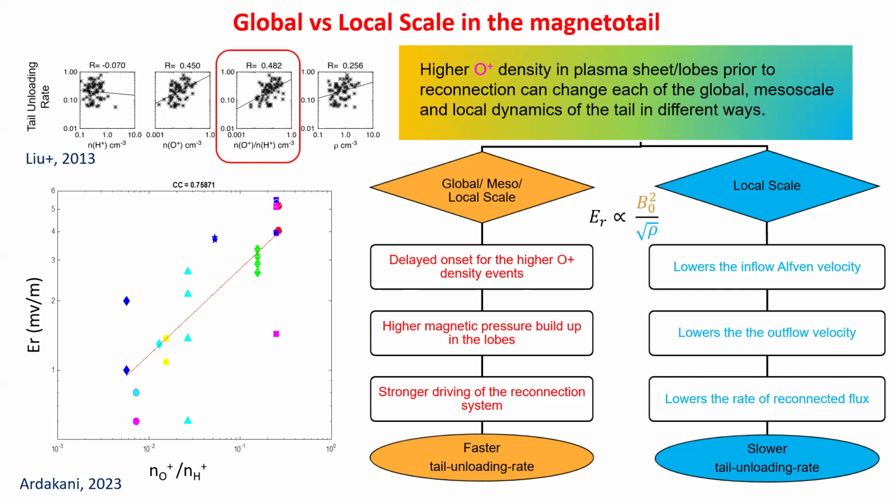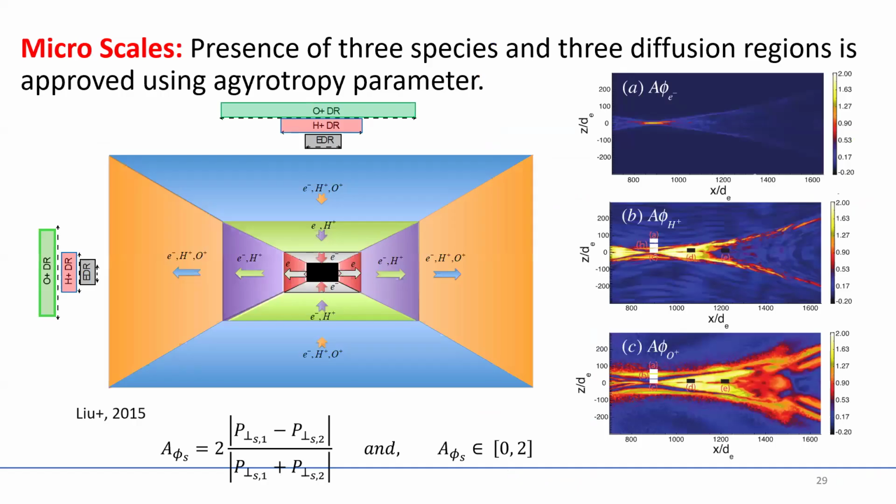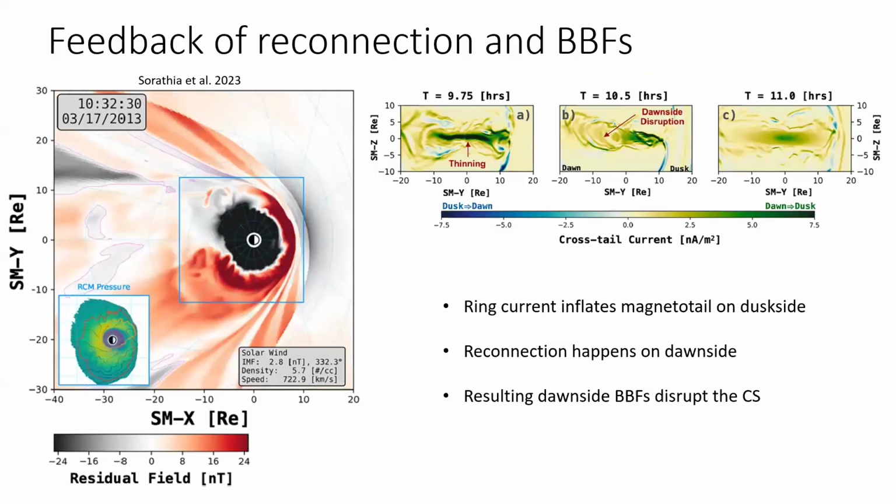Dolores, you have a really nice example of a dawn-dusk asymmetry that develops because of the bursty bulk flows and the injections. Does that slosh back and forth, or does the energy go first into the dusk side and then swing around, or does it eventually even out?